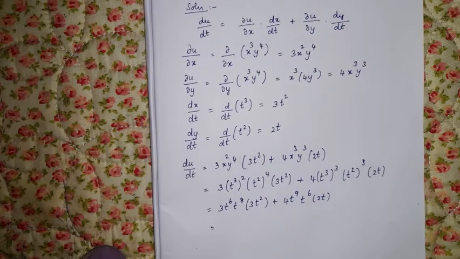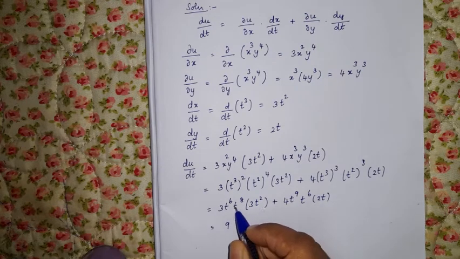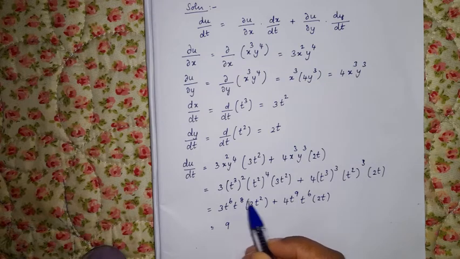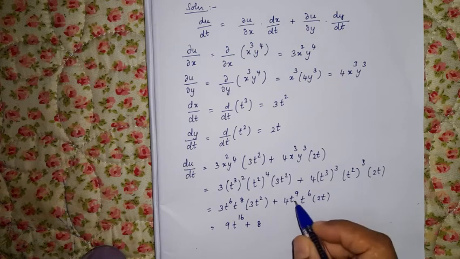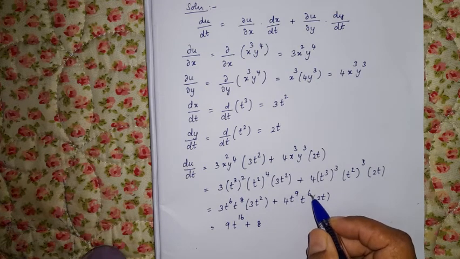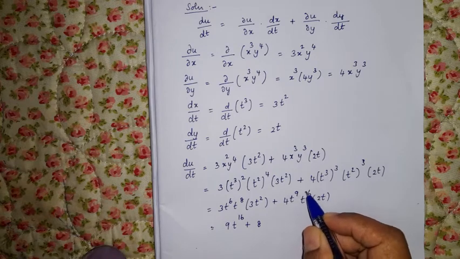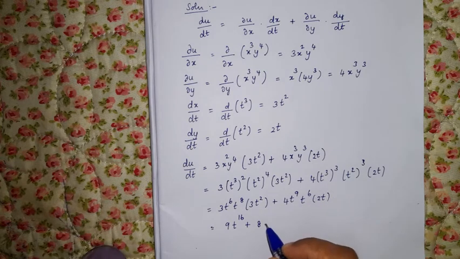9. You have 6 plus 8, 14. 14 plus 2, 16. So 9 t power 16 plus 4 into 2, 8, t power 9, t power 6, t. So 9 plus 6, 15. 15 plus 1, 16. t power 16, which is equal to 17 t power 16. This is your answer.